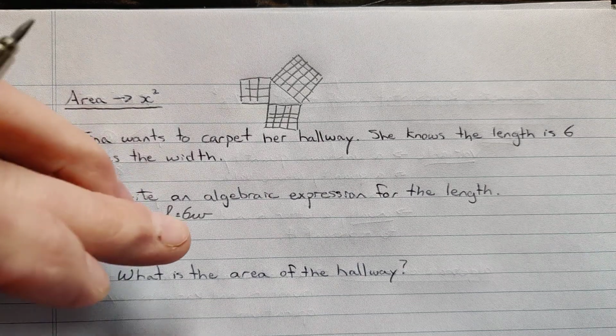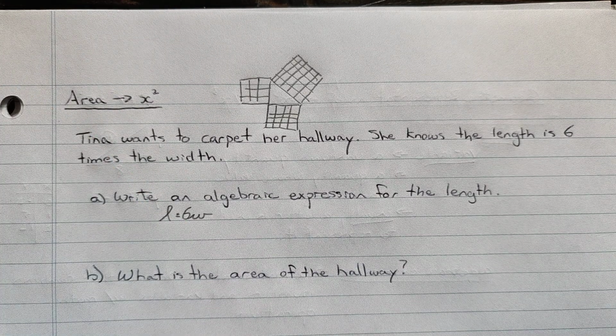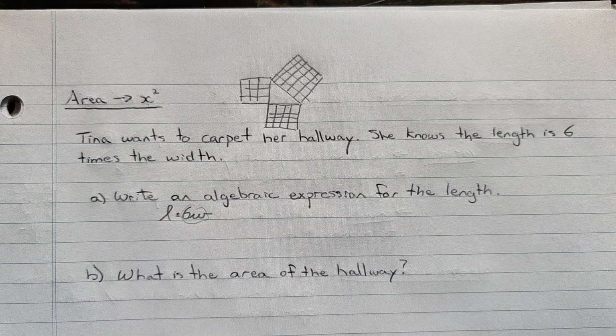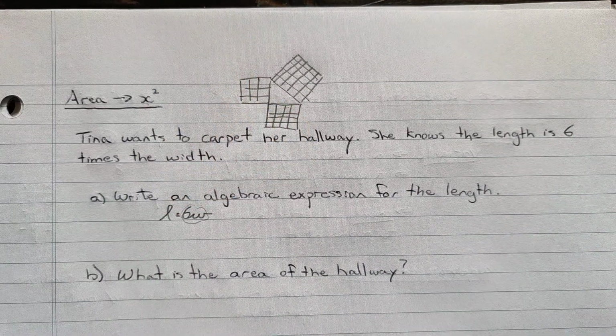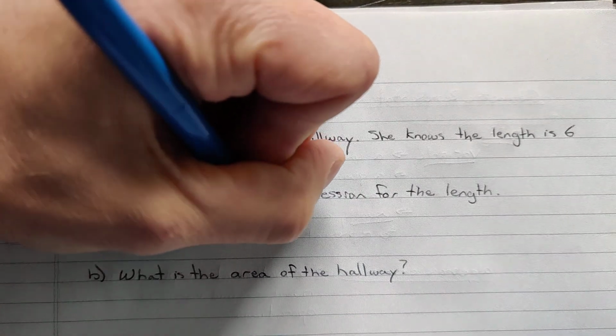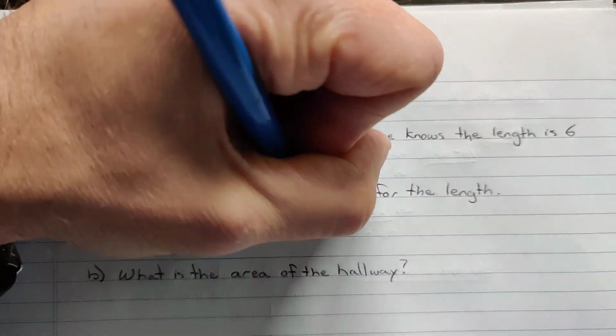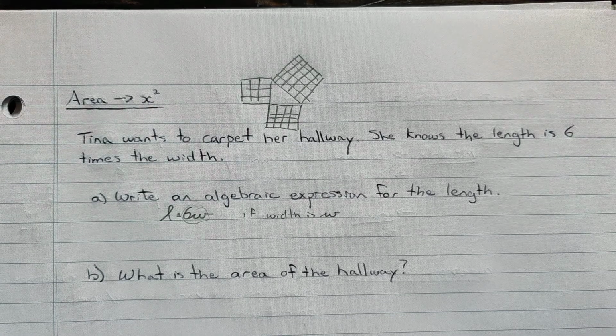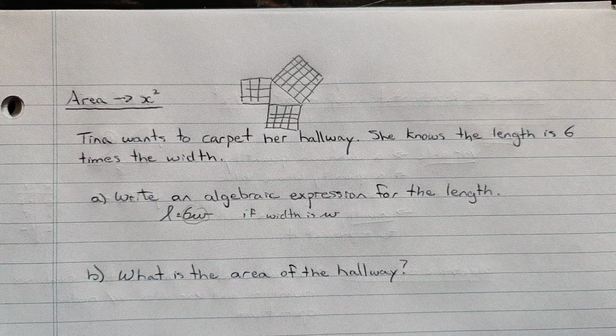The length is 6 times the width. Is how that would read out. So now if we know the length is 6W, and we're just calling the width W. So if the width is W, then the length is 6 times the width.